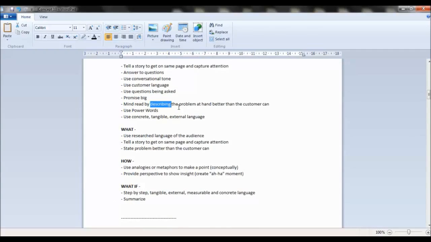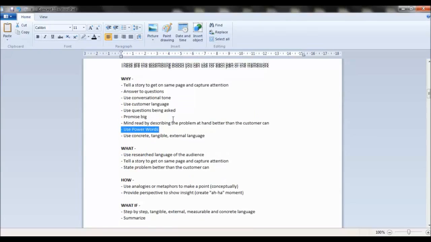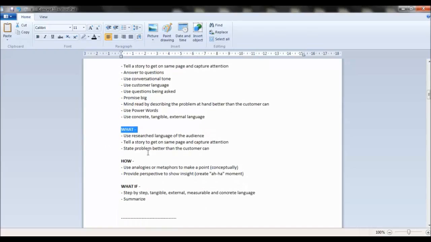You can mind read by describing the problem at hand better than your customer can. We talked about this as well with the concepts. You can use more power words to, again, start off with a bang and capture your audience's attention. You want to use concrete, tangible, external language so they understand exactly what you're talking about and there is no confusion. So there's a little bit of overlap here.